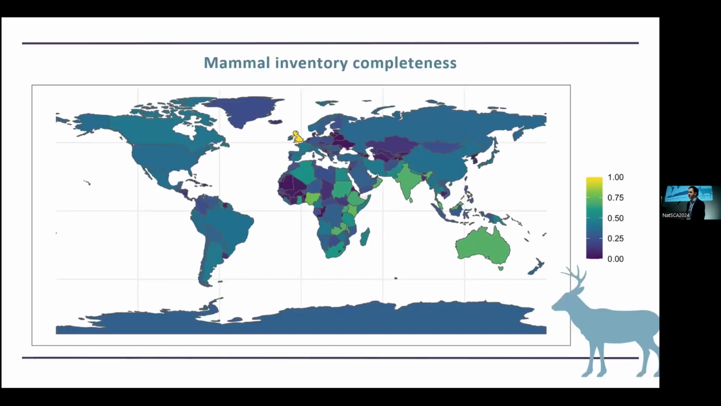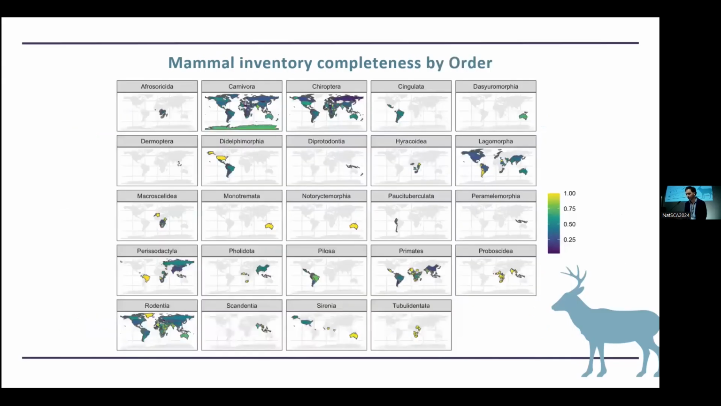To visualize the data, I plotted my metrics on world maps. And here you can see that countries that were previously British colonies, such as Australia, India, Nigeria, all have relatively high inventory completeness. Additionally, I plotted maps for each order of mammals to see how this variation in sampling effort differed across taxonomic rank.